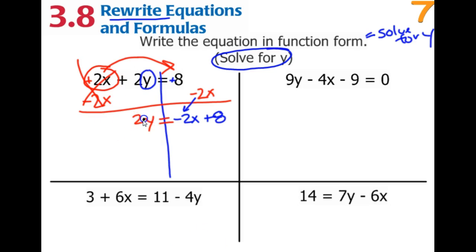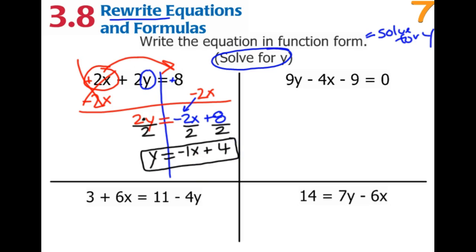Then our y is not by itself, this is multiplied, so we need to divide by 2. We need to divide every single term by 2. So 2 over 2 is 1, so that's negative 1x, plus 8 divided by 2 is 4. So our answer is not going to be just one number, it's going to be an expression. Y equals and then something else. Our x is in our number.